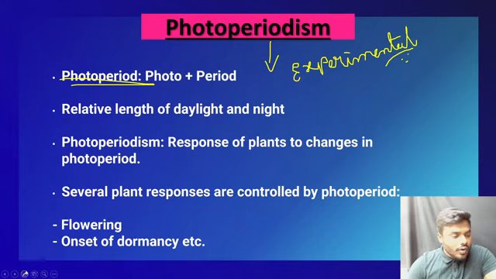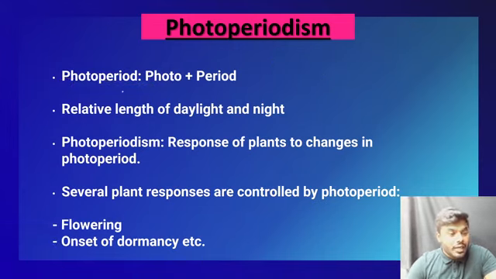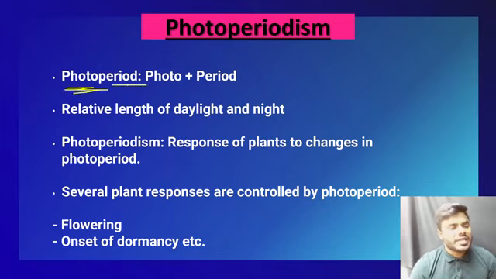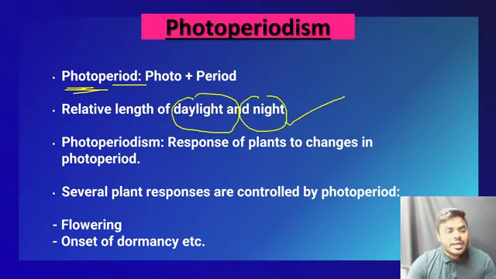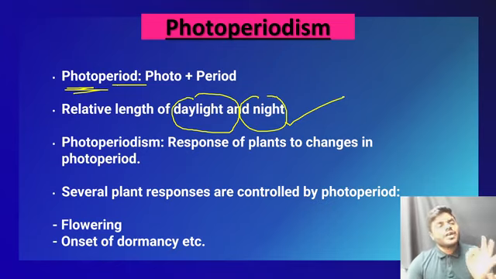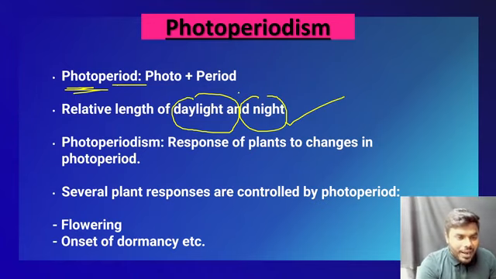So photoperiod. How can you define the word photoperiod? Photo means light, period means time, or you can say it is the relative length of the daylight and the relative length of the night. So friends, everyone listen to me carefully. How much daylight is required and how much night length is required for the plant to undergo the process of flowering.